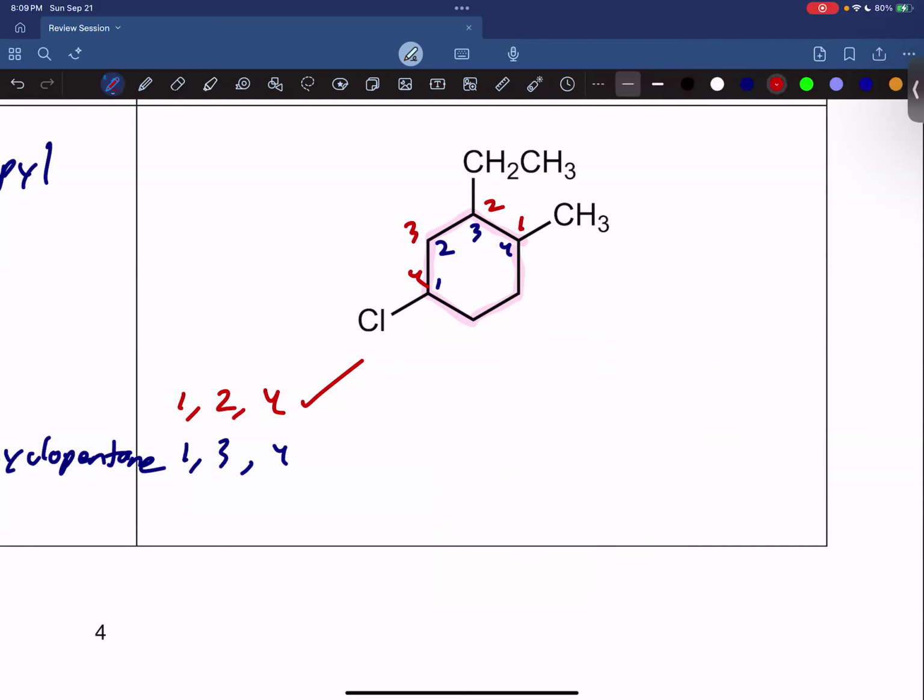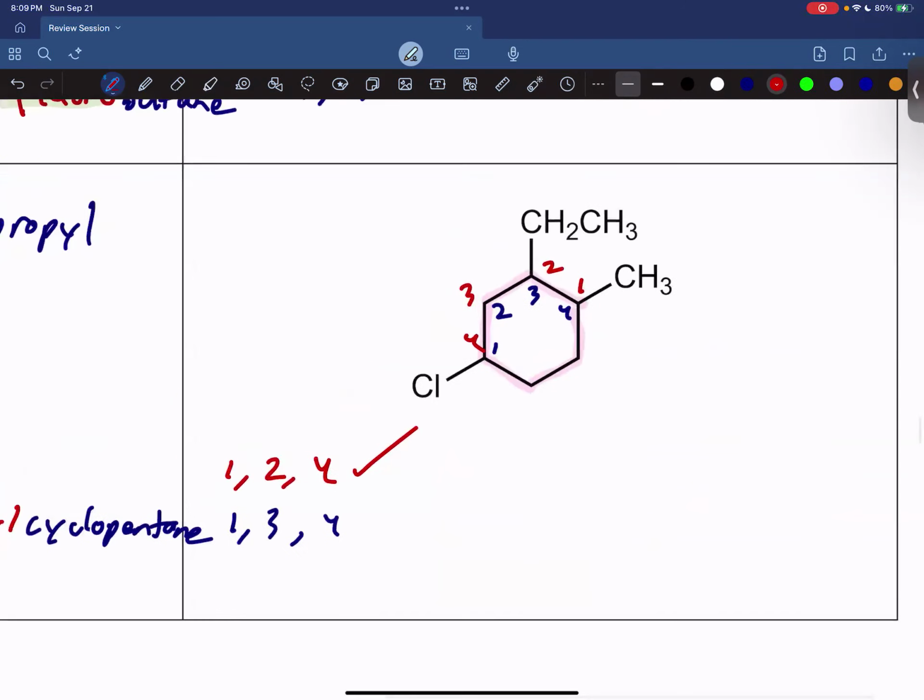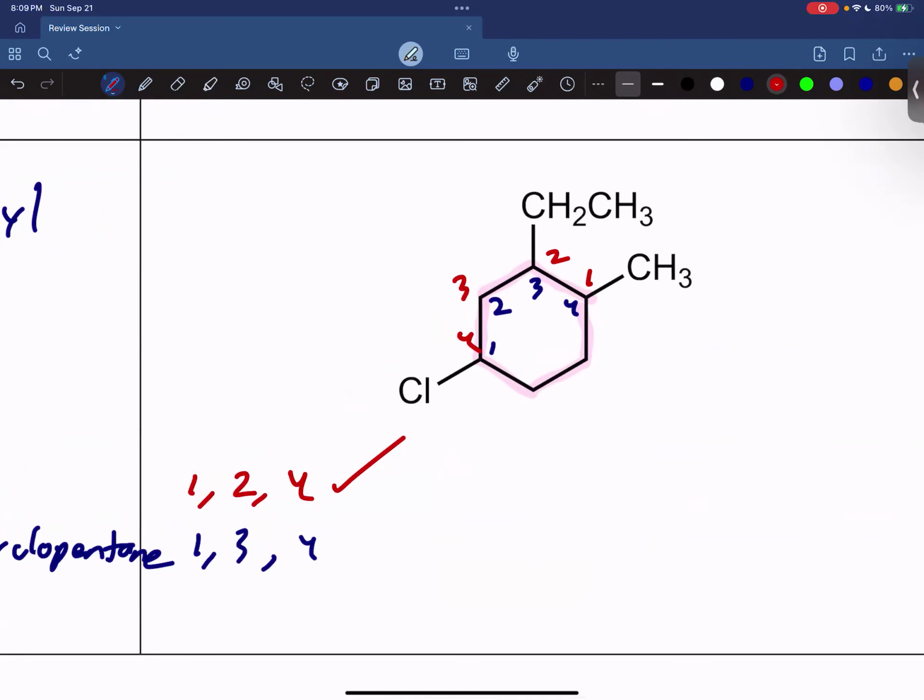It's just regular numbering for right now. We're just trying to see for the lowest in general. And so once again, we go for lowest numbering. We don't care about alphabetical unless there's a tie. In this case, red is lower than blue. We go with red.